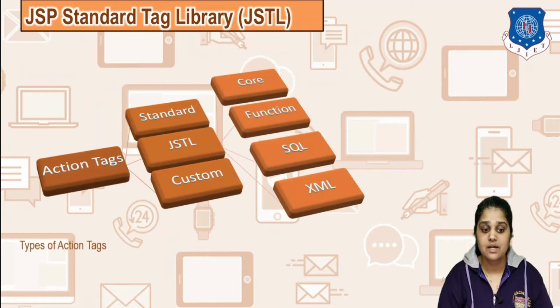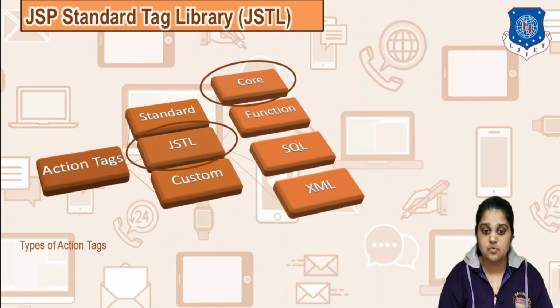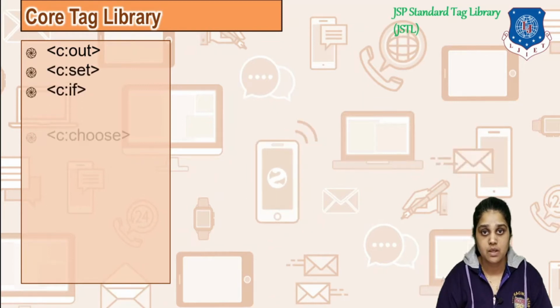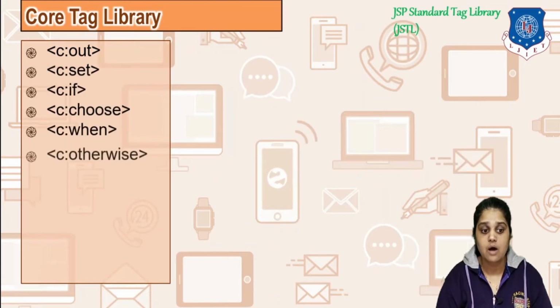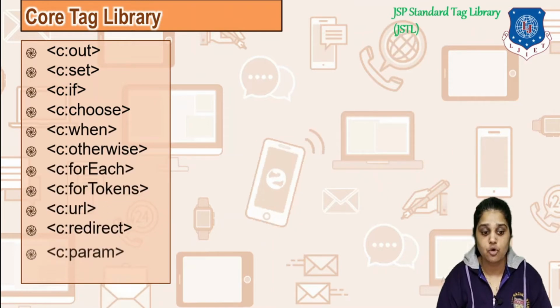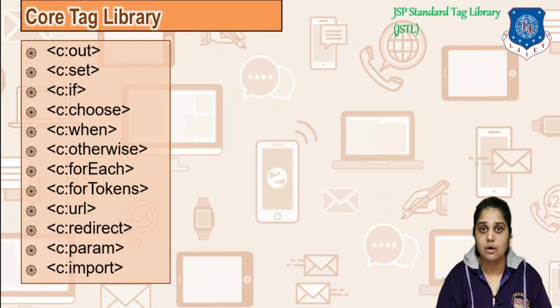Now, what are the different types of action tags? They are standard, JSTL and custom, of which we are going to see JSTL, specifically the core function tag library. Now, what are the various core tags available in JSP? The various core tags available are out, set, if, choose, when, otherwise, forEach, forTokens, url, redirect, param and import. We shall be using all of them in the next program that we are going to do. So let us incorporate all the various JSP core tags into our program.